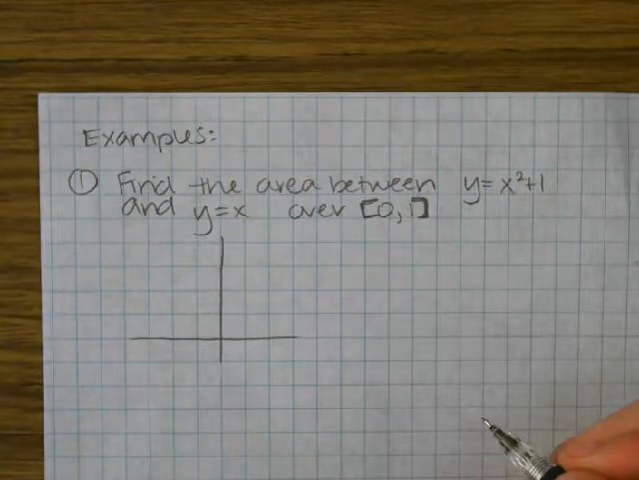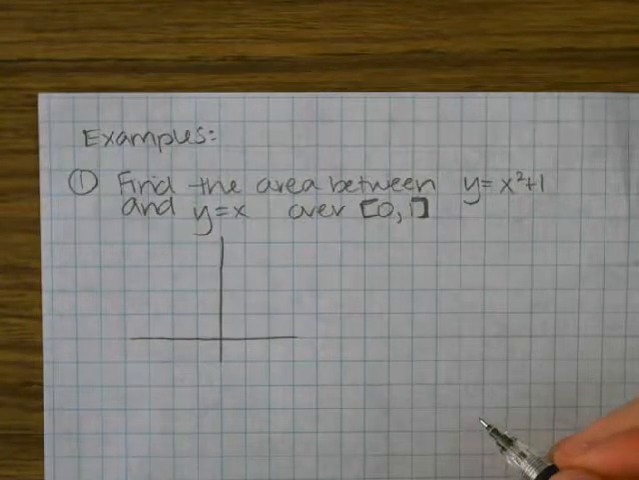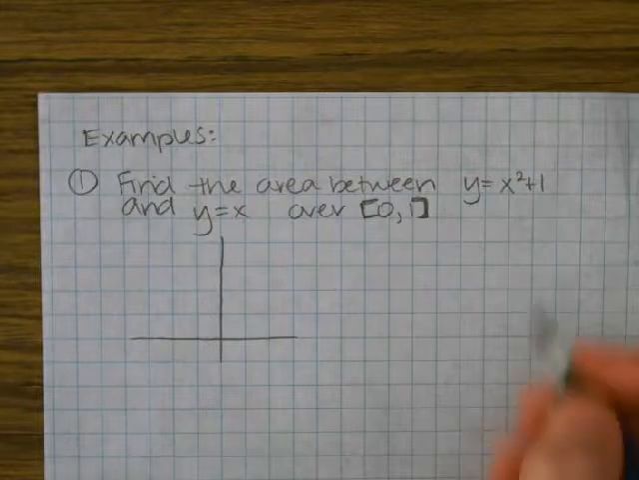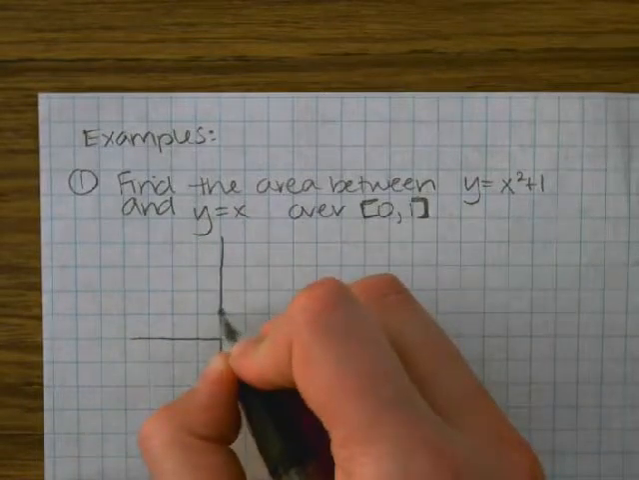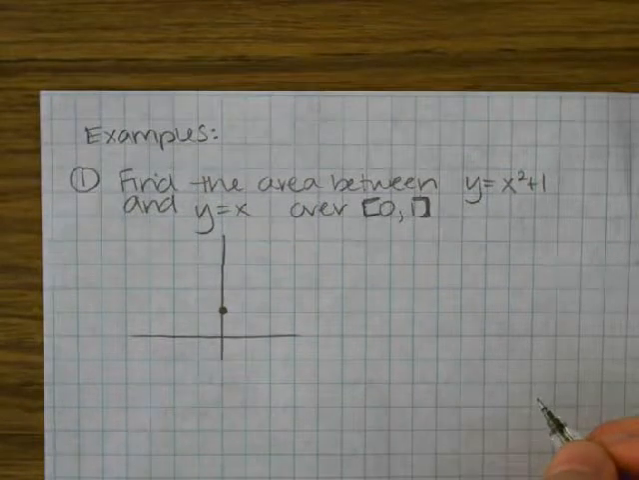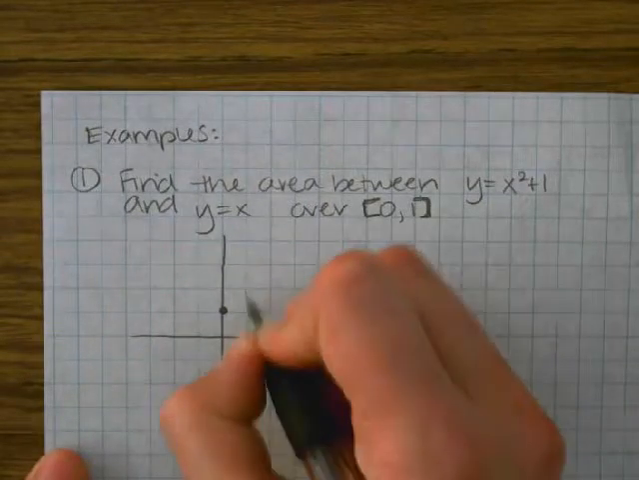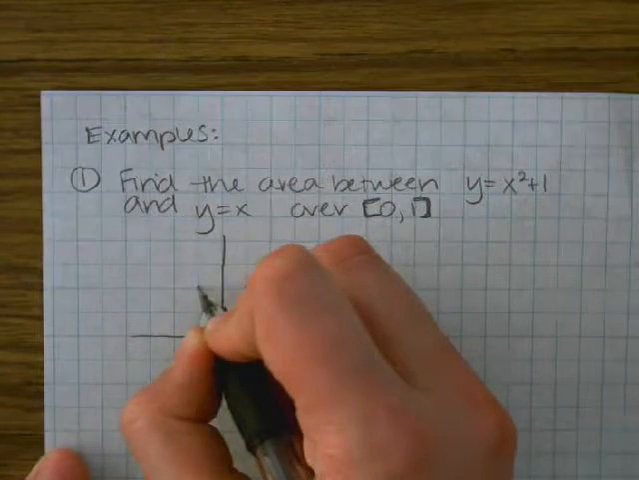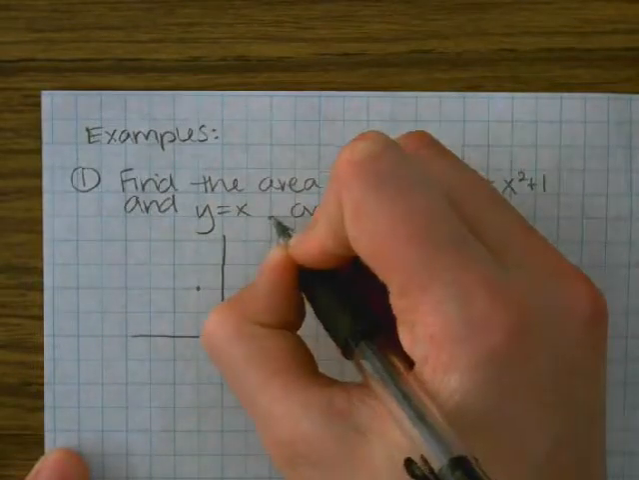So y equals x squared plus 1. It's a parabola that goes up 1, right? Anyone know the pattern for how parabolas grow? It's over 1 up 1, and then over 1 up 3. Yep.